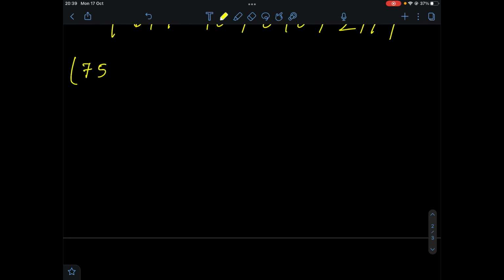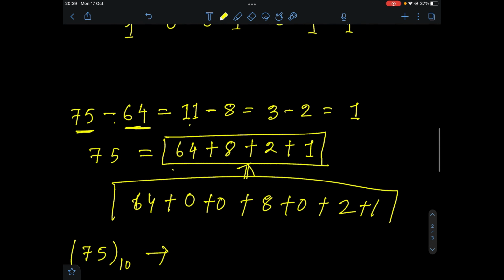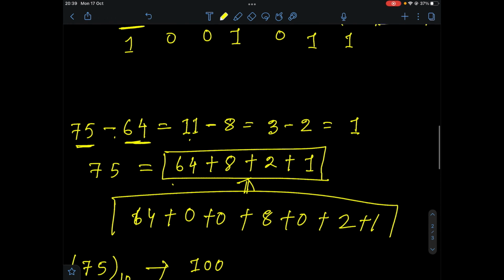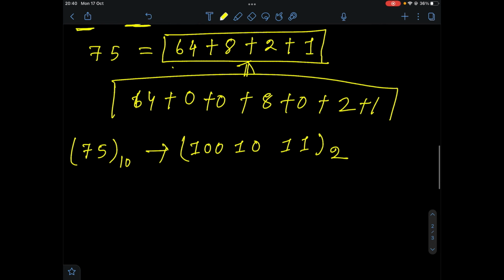Okay, so you have 75 in terms of 10. Okay, so the binary conversion of 75 is 1001011. Okay, so this is the binary conversion of 75. Now this 10 and this 2, I guess you have understood that this 10 is the base and this 2 is also base.